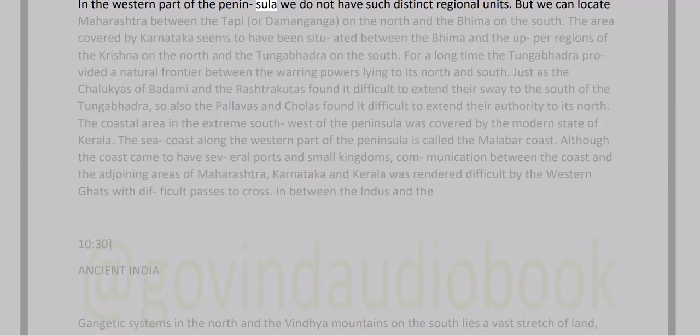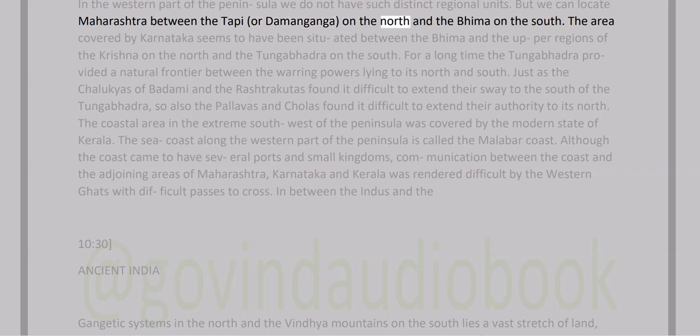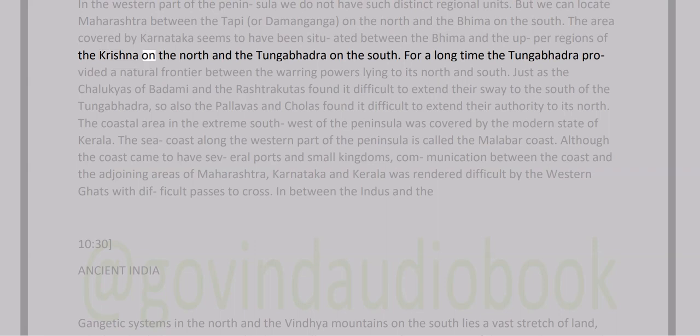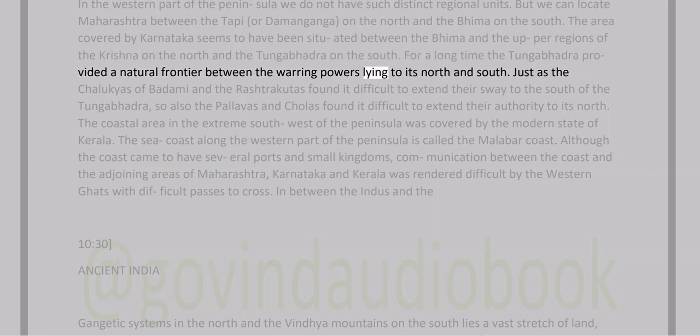In the western part of the peninsula, we do not have such distinct regional units. But we can locate Maharashtra between the Tapi, or Dharmanganga, on the north and the Bhima on the south. The area covered by Karnataka seems to have been situated between the Bhima and the upper regions of the Krishna on the north and the Tungabhadra on the south. For a long time the Tungabhadra provided a natural frontier between the warring powers lying to its north and south.